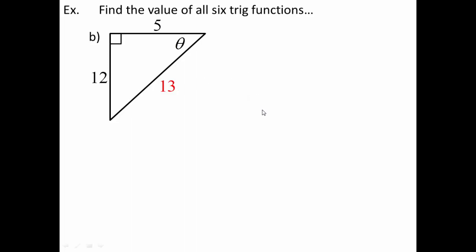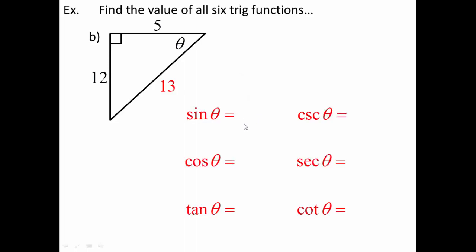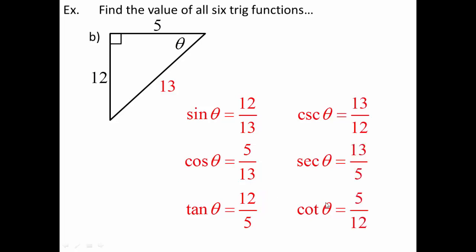So let's just go one by one, setting up our trig ratios. This one's going to be a little bit easier because there's no roots in there. So sine would be opposite over hypotenuse. We have to figure out which side is opposite and which side is adjacent. If the angle's up here, 12 would be opposite, 5 would be adjacent. So 12 over 13, 5 over 13, 12 over 5. Take these three, flip them upside down for cosecant, secant, and cotangent. 13 over 12, 13 over 5, 5 over 12.